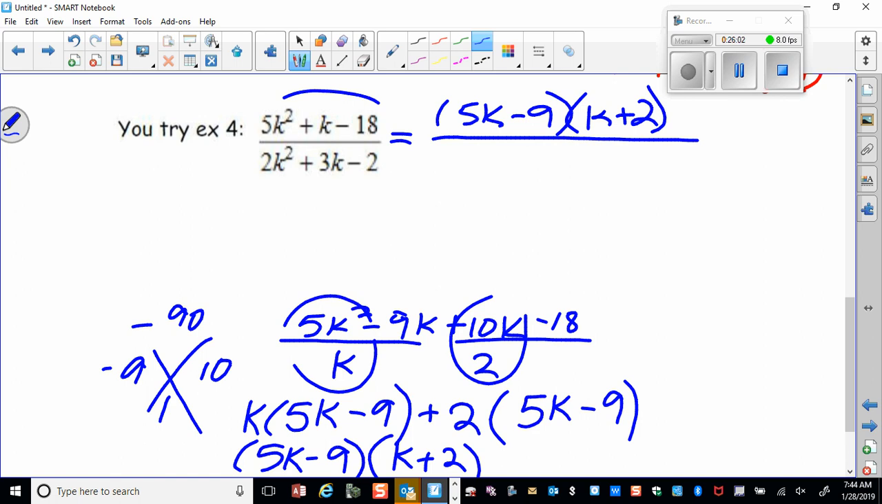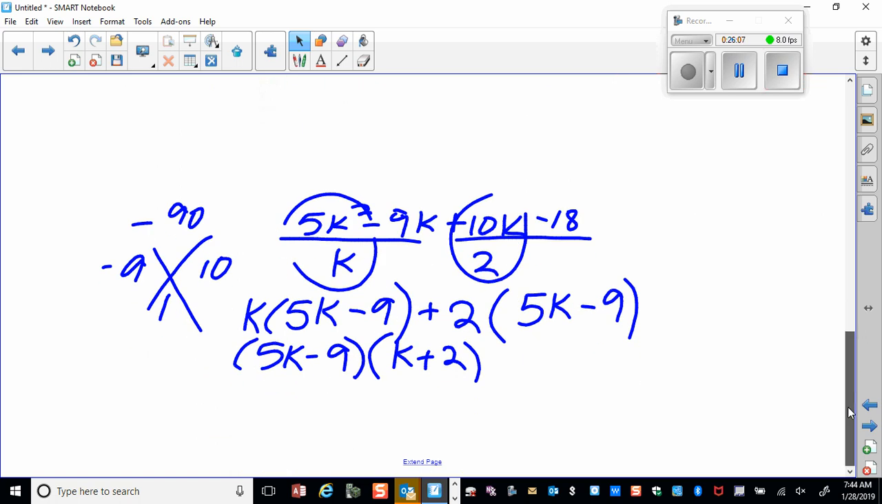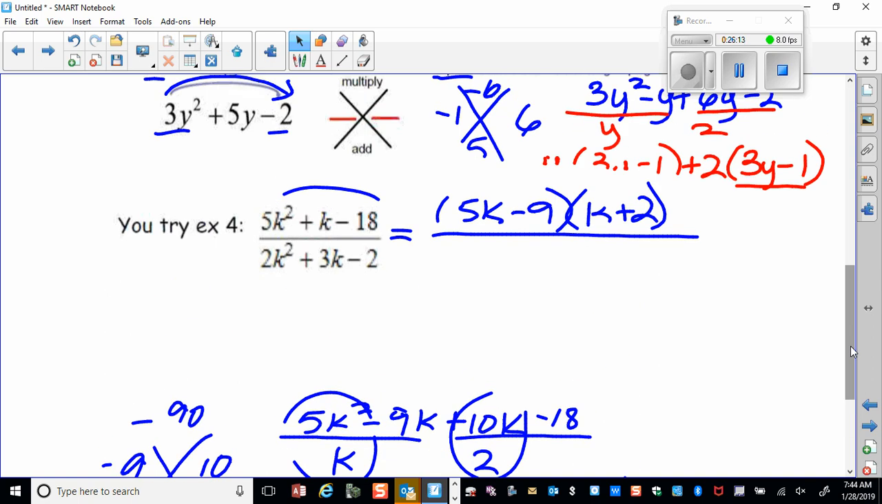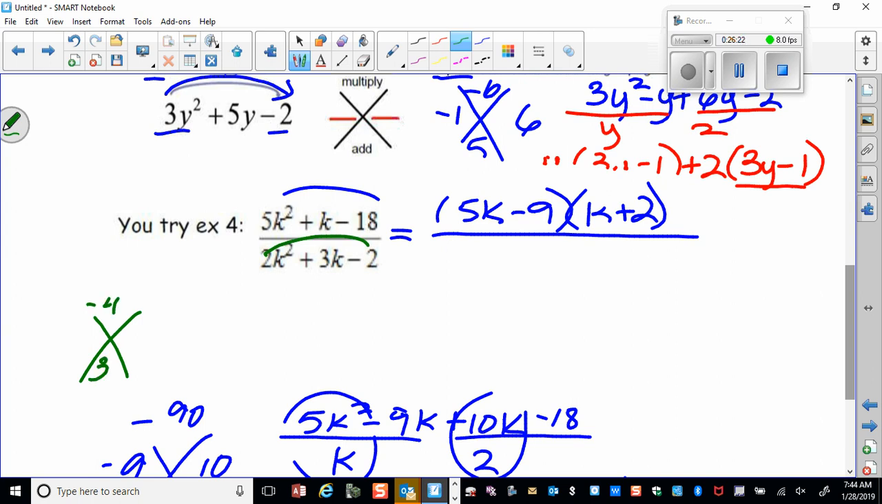All right, and for my denominator, it's going to be the same thing, right? I've got a leading coefficient there, so I need to squeeze that in here. If I multiply those, that'd be negative 4, and then they're going to add up to 3. Again, that's 1 and 4, but I've got to have a positive, 4 minus 1 is positive 3. So this would be 2k squared minus k plus 4k, and then minus 2.